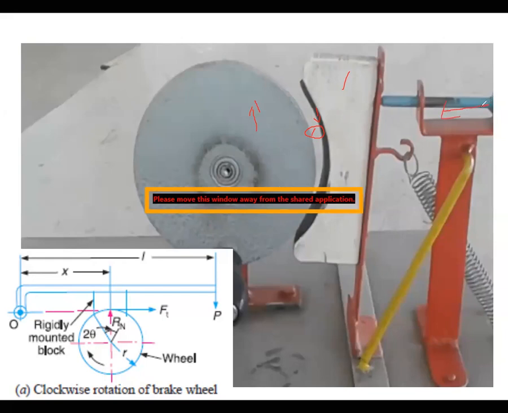Whenever force is applied through this lever, the lever will push this. As the lever pushes, the force acts against this rim, against this wheel, so that the wheel speed is reduced over here.